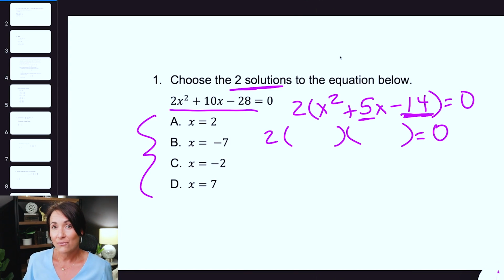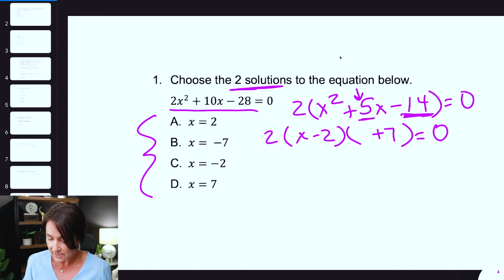For a negative 14, the factors can be, let's say, a positive 7 and a negative 2, because this is going to be a positive 5 here, right? So 7 minus 2 is 5, or negative 2 plus 7 is 5. So the factors work there.